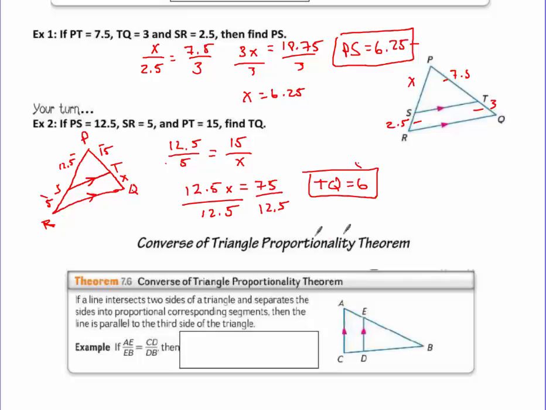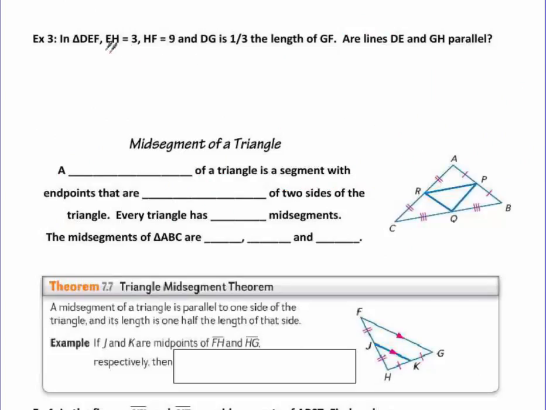All right, the converse of that proportionality theorem just says that if you have two sets of proportional pieces like that, so A over E equals E over B and C over D equals D over B, then AC is parallel to ED. That's nothing too exciting. Okay, so a quick example.